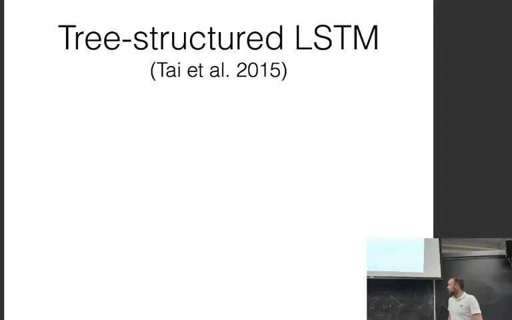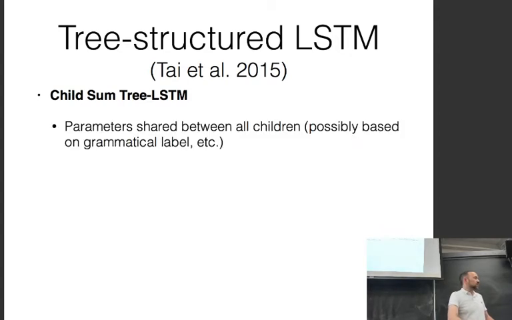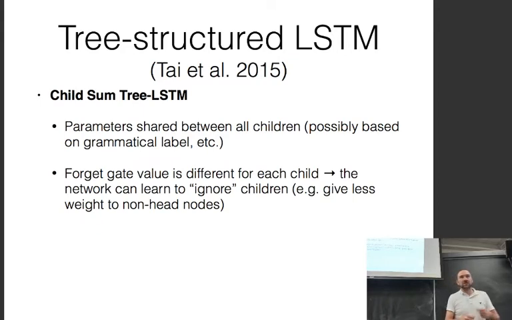example. So that paper was all the way back from 2011, which is like 7 decades in deep learning time. So now we have better methods like tree structured LSTM. There's kind of 2 varieties of this that were presented in this paper. One is the child sum tree LSTM, and the idea is basically we share a single set of parameters between all of the children. They might be based on grammatical label, etc., but usually they're just shared. And then we have an LSTM-like function, but we have a forget gate that is different for each child.